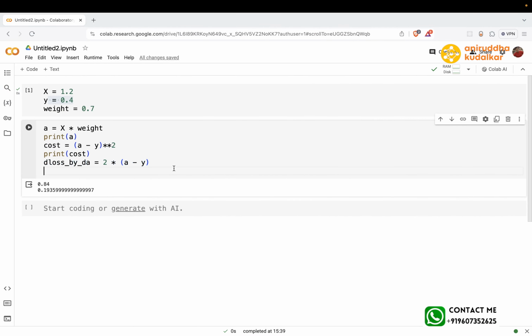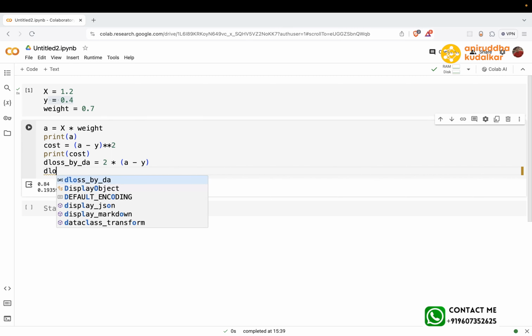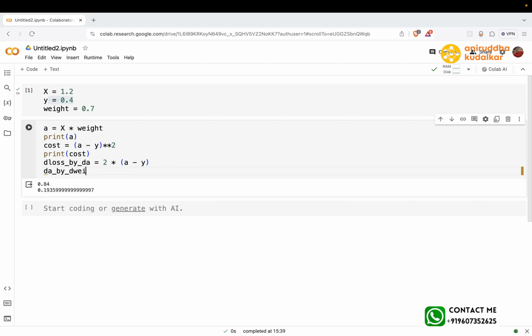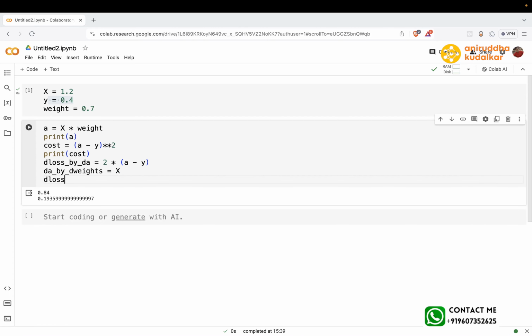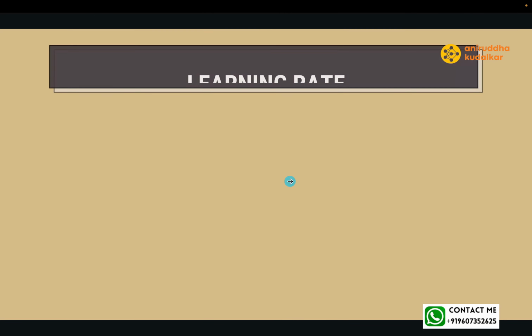So let's do that also. dA by d weight is equal to this x. X is nothing but the input feature. So A is equal to x into weight. Then we have taken a derivative of this, which is d loss by dA, and a derivative of this, which is dA by d weight. Now we are getting our full equation.